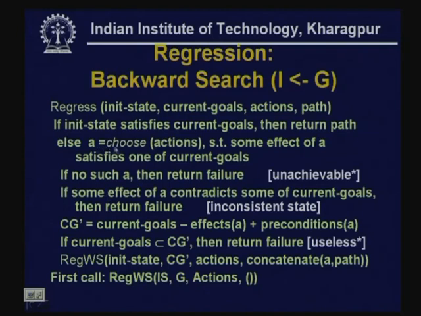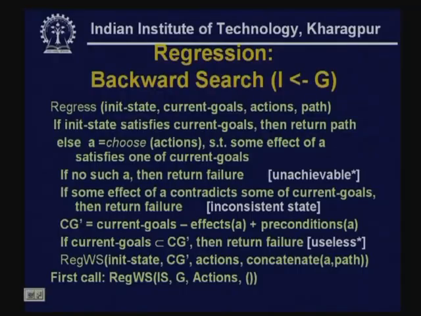Otherwise, we choose those actions from the set of actions such that there is at least one effect of the action which satisfies one of the current goals, and the effects are not inconsistent with the current goals. We choose all such actions. If there is no such action, then we return failure. We say that this goal is unachievable.